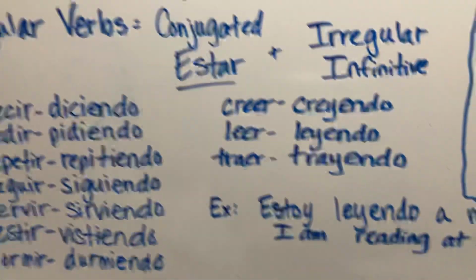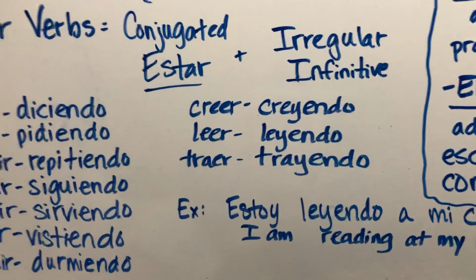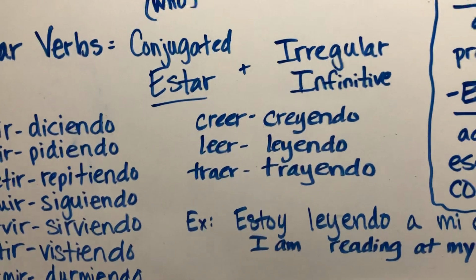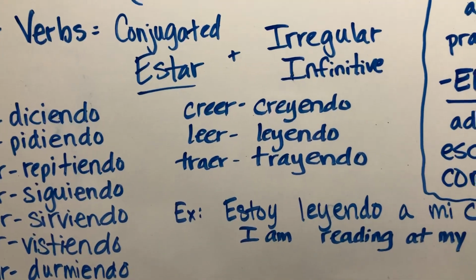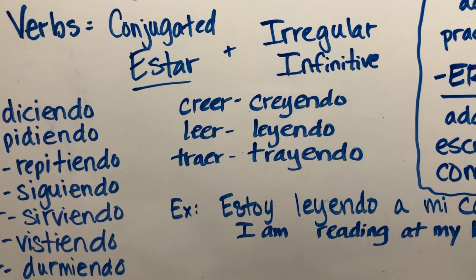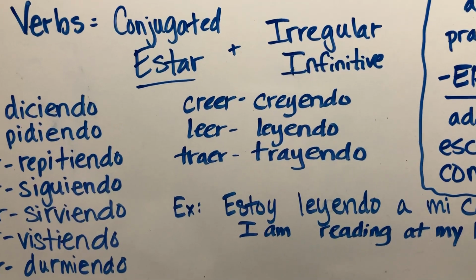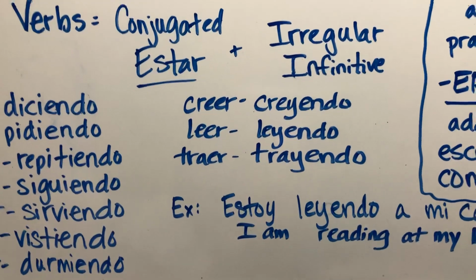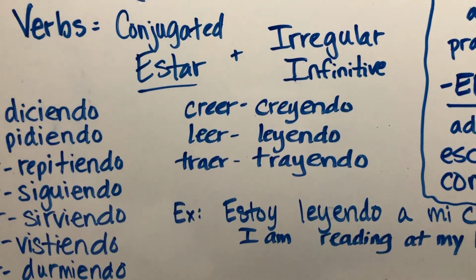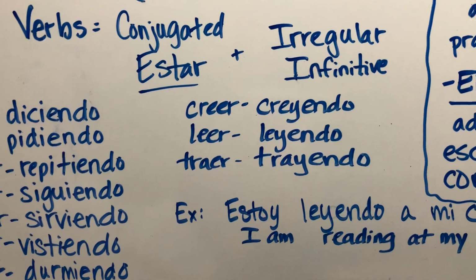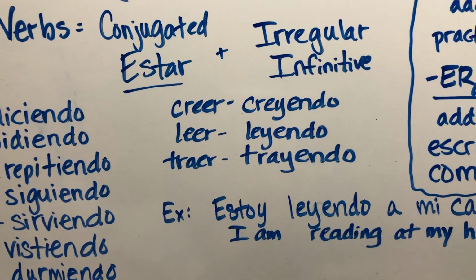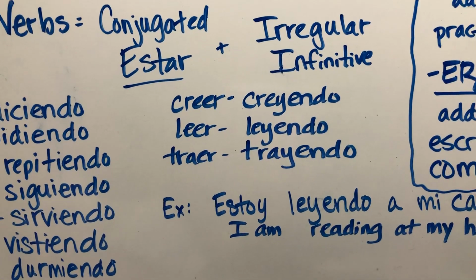Then you have more oddballs, and these three turn into Y's. So you have creer, which is to believe, creyendo. Leer, that's our famous one, to read, turns to leyendo. So if, I'll do that down below. Traer, to bring, is trayendo.